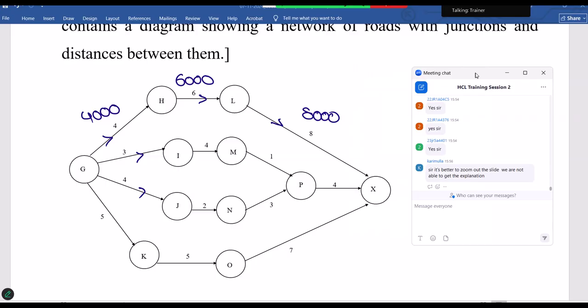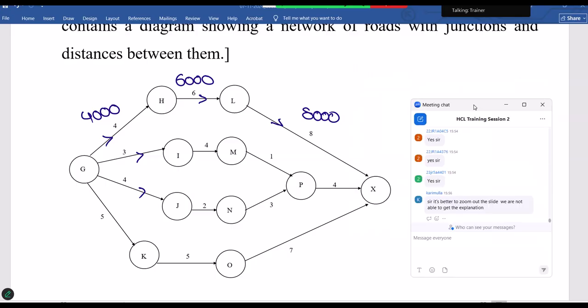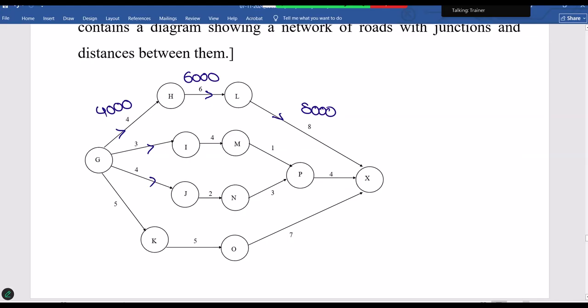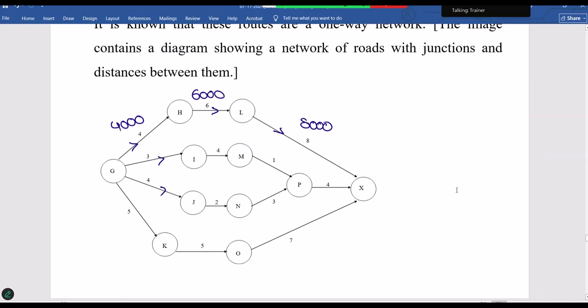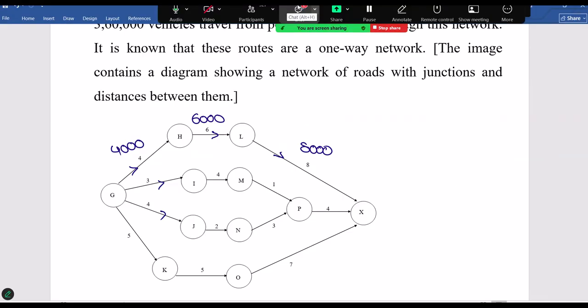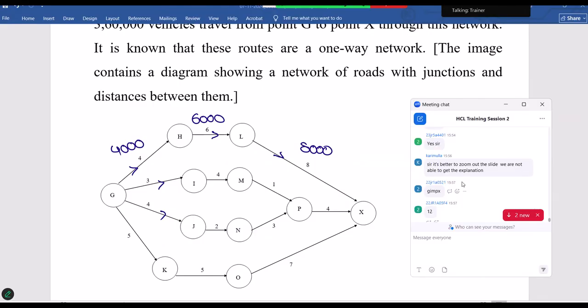You can also zoom here. You can change the settings in your system, your laptop or maybe your mobile. Fit the screen likewise, then you can get the entire details.